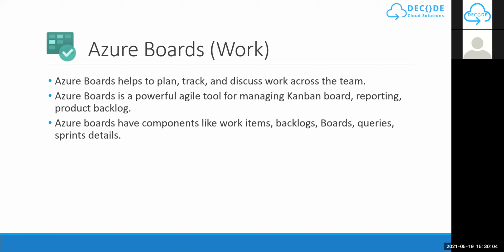Now, what are the work items here? It could be anything like your bug, your epic, issue, task, feature. Whatever terms are there in your agile methodologies. Great.